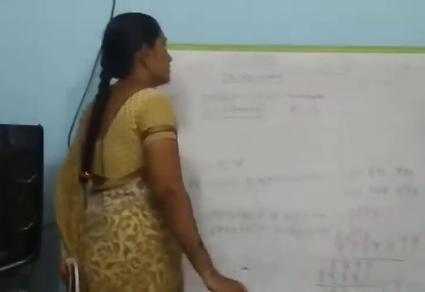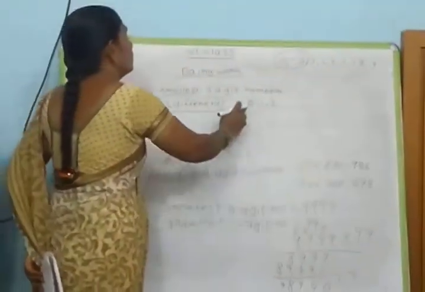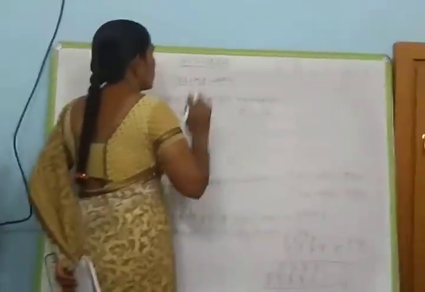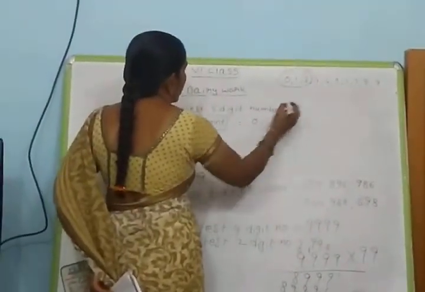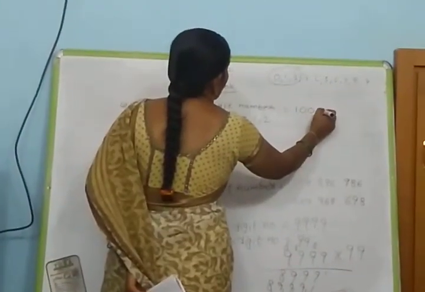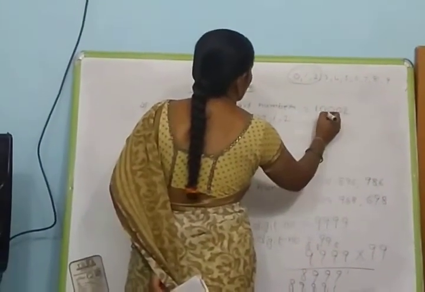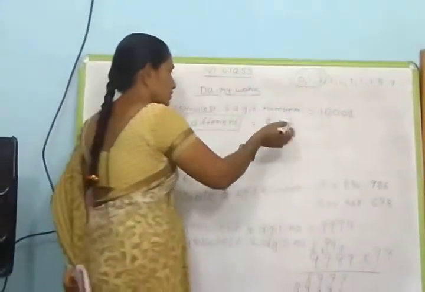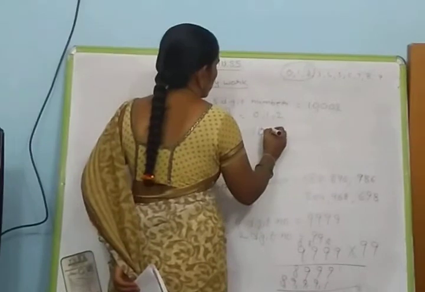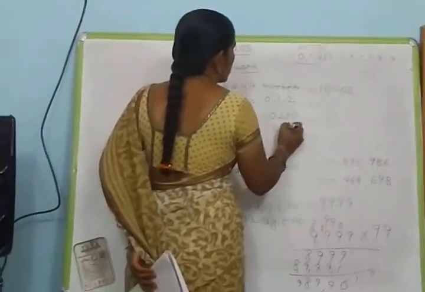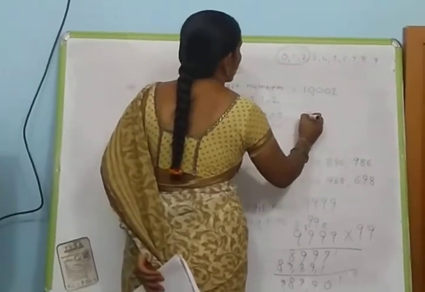So by using these digits, we have to form the smallest 5-digit number. So we can write the smallest 5-digit number: 1, then 3 zeros, then 2. This is the smallest 5-digit number. By using this, we can still write so many numbers. 1 0 2 0 0. Also we can write 1 2 0 0 0. Also we can take 2 1.